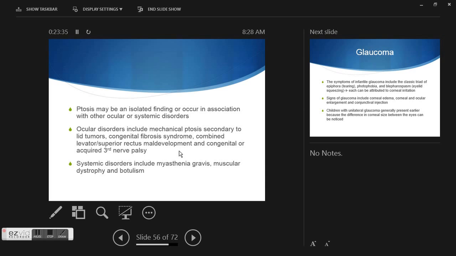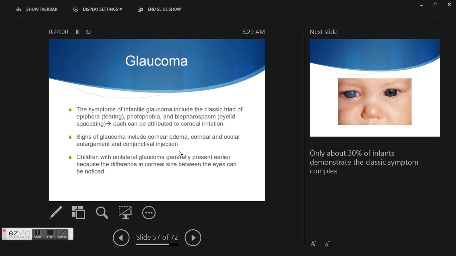So ptosis may be an isolated finding, or it may occur in association with other ocular or systemic disorders. Ocular disorders include mechanical ptosis secondary to lid tumors, congenital fibrosis syndrome, combined levator superior rectus maldevelopment, and congenital or acquired third nerve palsy. And then systemic disorders that may lead to ptosis include myasthenia gravis, muscular dystrophy, and botulism.